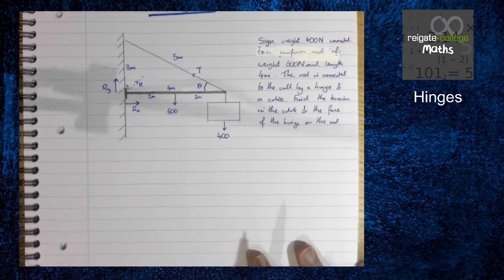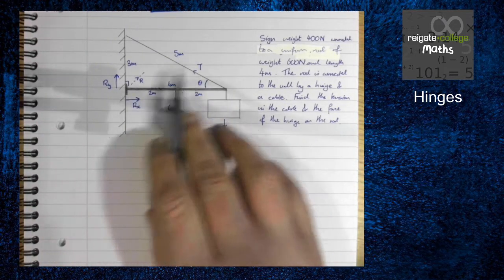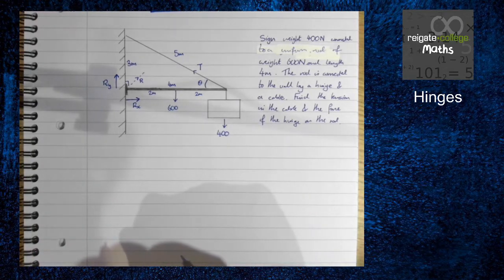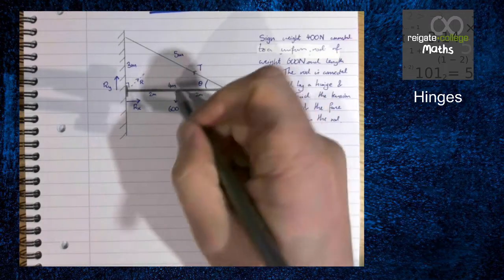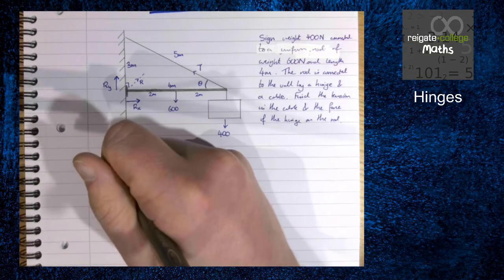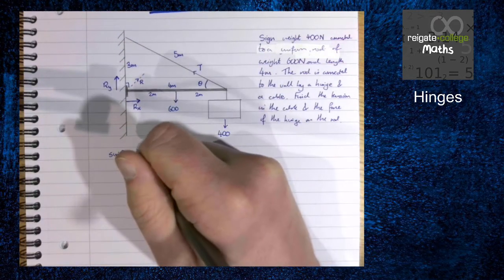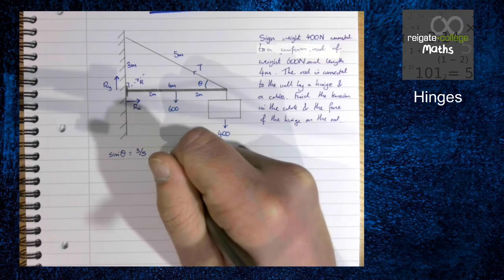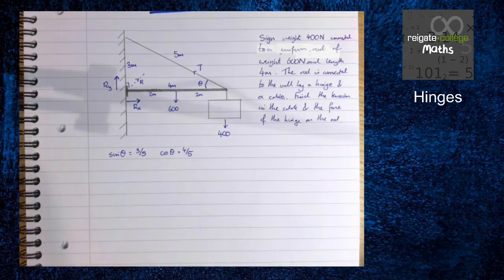So, before we start doing moments, we know we're going to need to do something with this angle. Conveniently, we know that this is a 3, 4, 5 triangle. So this tells us that sine of our angle is 3 over 5, and cos of our angle is 4 over 5. This is going to come in handy later.